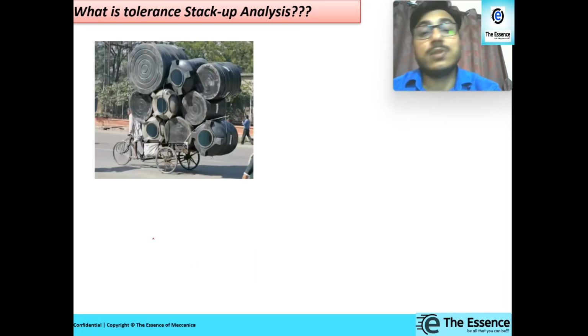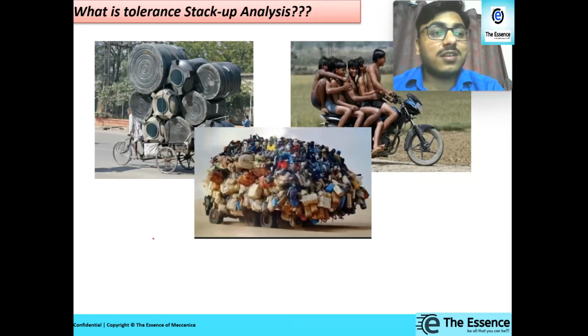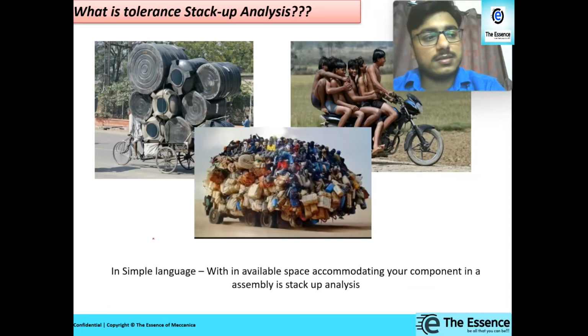If you see these images, these are also kind of stacking things. See this, a bike having 6 or 7 people, though there was no space, still they got accommodated over there, right? See this truck, how the things are stacked over there. So stack-up analysis is to know whether, within the available space, I am able to fit all the components or not. In simple language, that is what tolerance stack-up analysis is.